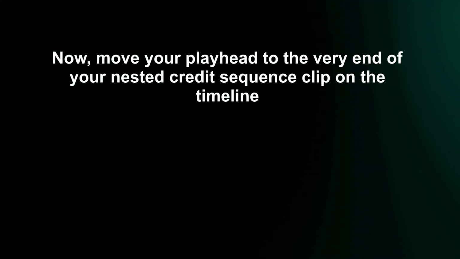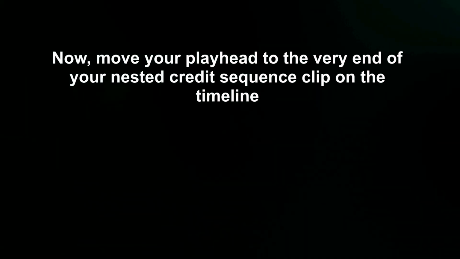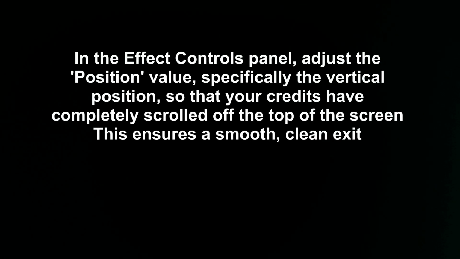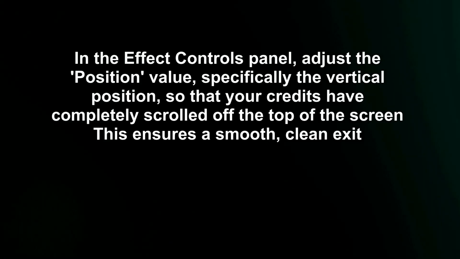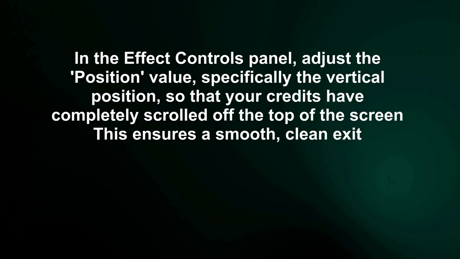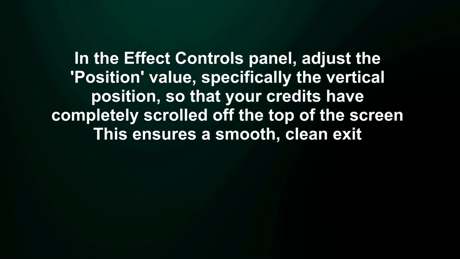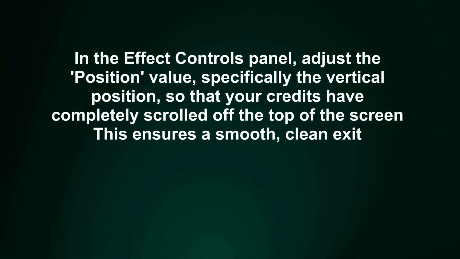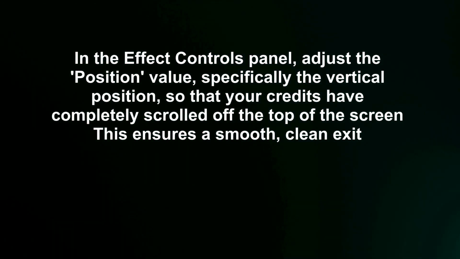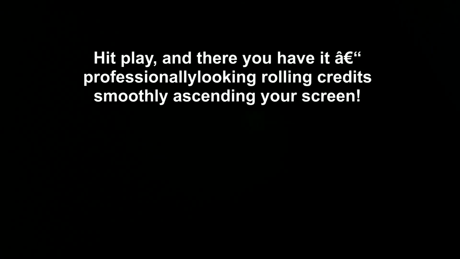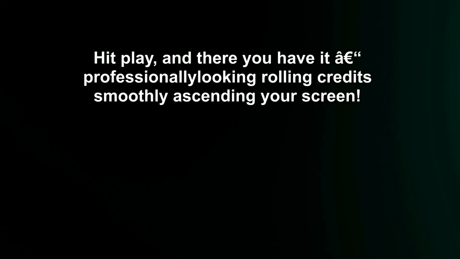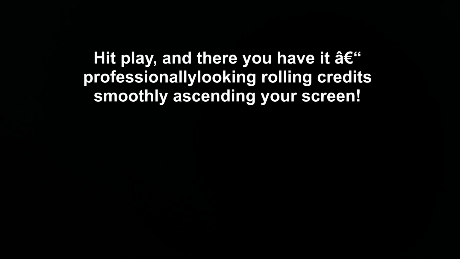Now, move your playhead to the very end of your nested credit sequence clip on the timeline. In the Effect Controls panel, adjust the position value, specifically the vertical position, so that your credits have completely scrolled off the top of the screen. This ensures a smooth, clean exit. Hit play, and there you have it. Professionally rolling credits smoothly ascending your screen.